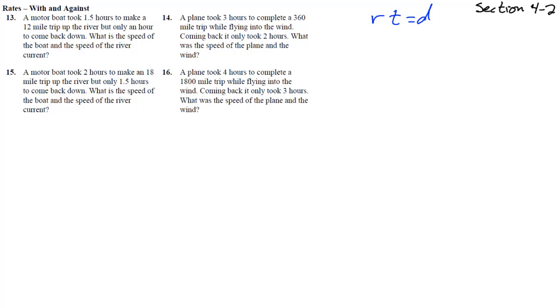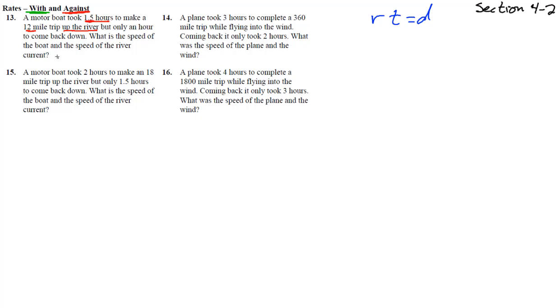But you also should note that we are working against a current, maybe wind or a river, and we're also working with it. And this is where our two equations come from. So we'll try to highlight that stuff as we're reading these questions and equations here. Number 13, a motorboat took 1.5 hours to make a 12-mile trip up the river. Now up the river, that means they're going against it. So the 1.5 hours and the 12-mile trip all happen with this.